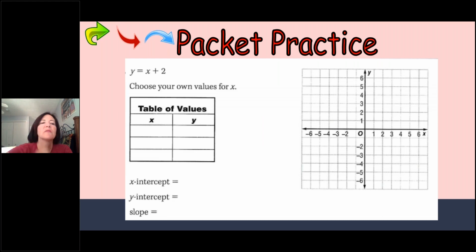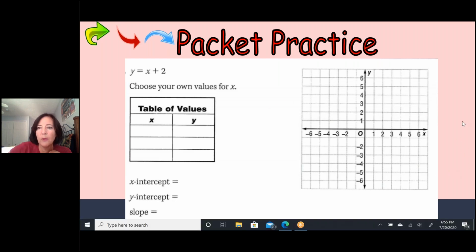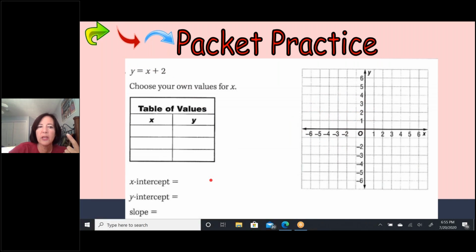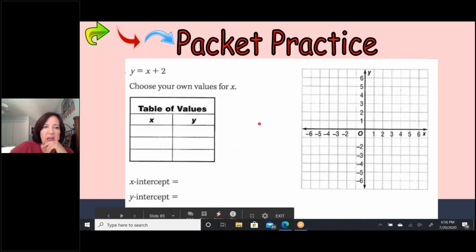This one is similar. Our equation was Y equals X plus 2. We have to fill in a table of values, but this time they're letting us pick our X values. And this is really pretty common. That's why I wanted to show this example. They want us to graph the equation again. And again, they want to know the X-intercept, the Y-intercept, and the slope. Okay, so I'm not sure what I decided to start with here.